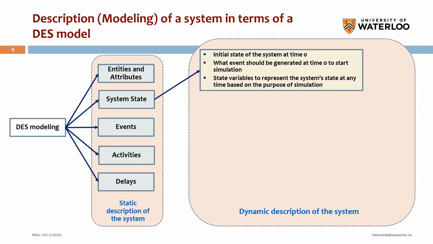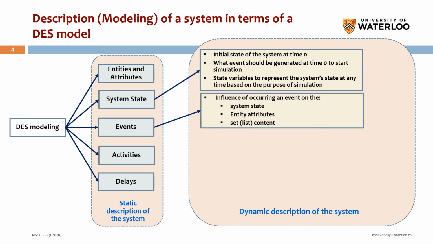Then for events, events are going to occur in the system, so we need to define what the impact is if any of these events occur. We will formulate here the impact of occurring events on the system state, entities, attributes, and also the sets or lists that we have.